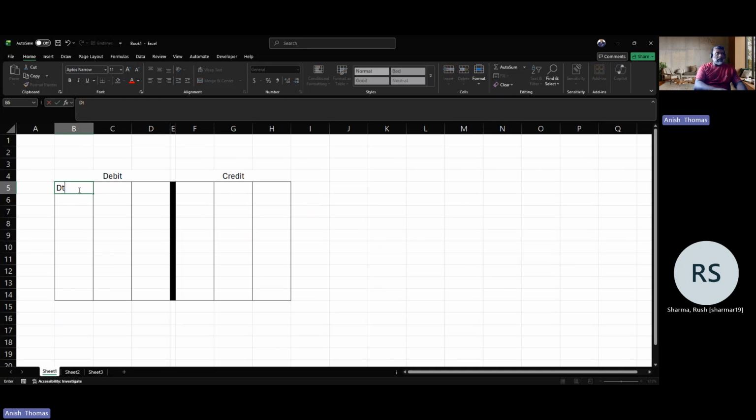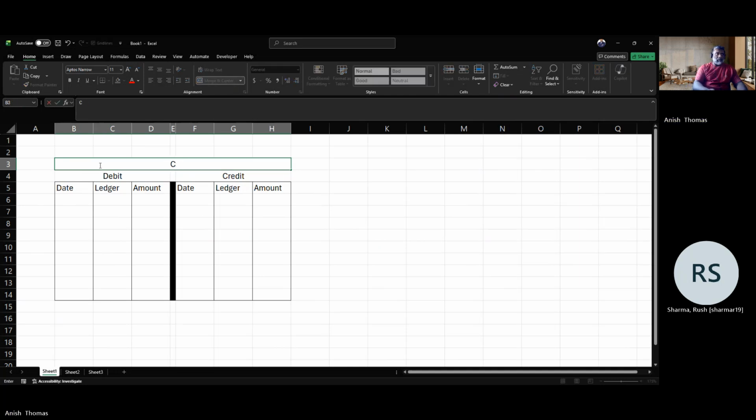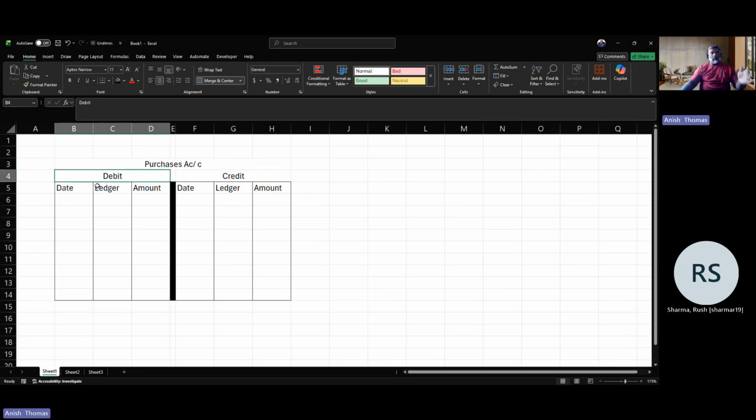So you have a date for a transaction, and then you have particulars, like what ledger you're posting it to, and then you have the amount over here. Similarly, you have the same amounts over here. This might be one account. This can be any account, like a cash account, or, let us say, a purchases account. This is the format of an account. This is what is called a T-shaped account.